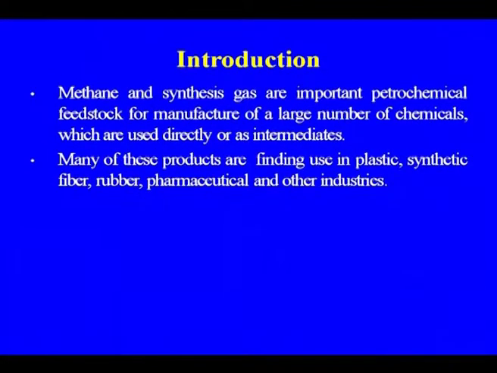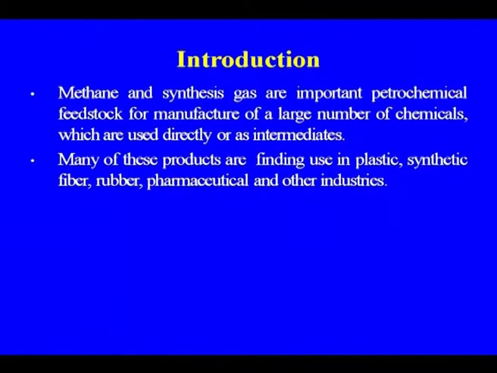As I told you, methane and synthesis gas are important petrochemical feedstocks for manufacture of a large number of chemicals which are used directly or as intermediates. Synthesis gas we mostly call both the CO and hydrogen mixture and the hydrogen and nitrogen mixture, because when you are making the synthesis gas, hydrogen is separated and goes to the ammonia plant. So both are very important, and that's why I told you we will also be discussing hydrogen and ammonia.